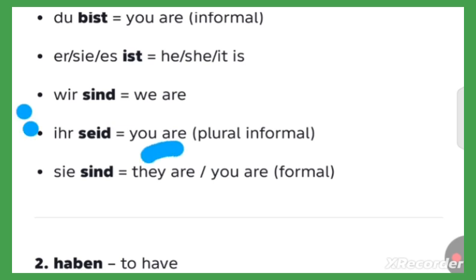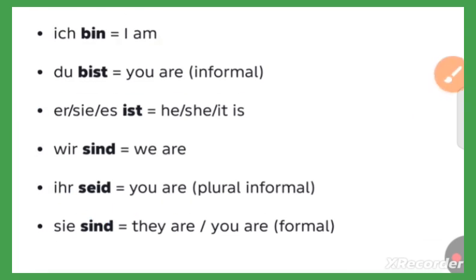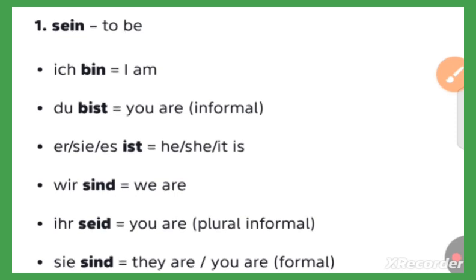For you all, you use seid. For the formal you or they, Sie sind, we use sind, like that. So these are the things that we talked about. This is how we use the sein verb, the first verb that you need to know.